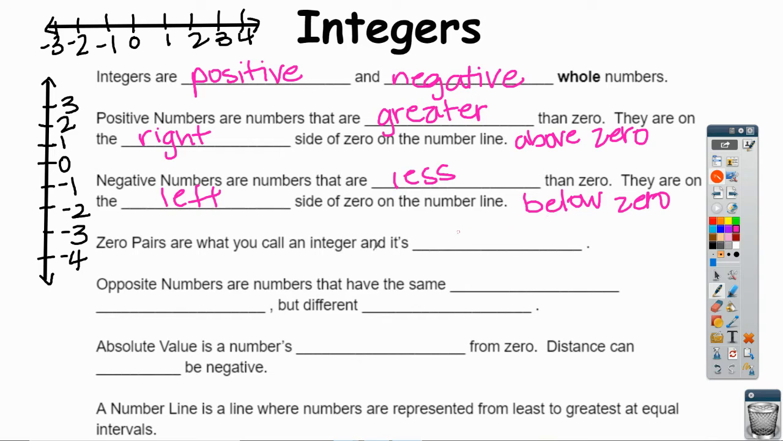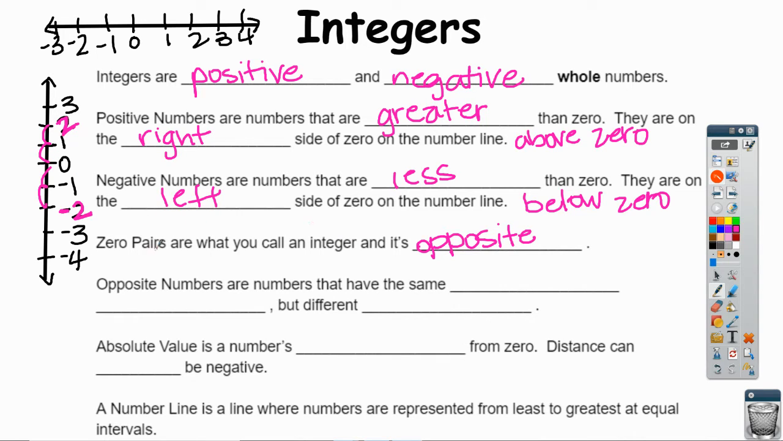Okay? All right, zero pairs are what you call an integer and its opposite. So I just want to point out over here, I'm going to look at the number 2, and its opposite is going to be the number that is in the exact same location on the opposite side of 0. So that's going to be a -2. So 2 and -2 are exactly opposite. They're exactly 2 jumps away from 0 on either side of it. That's what makes them opposite.